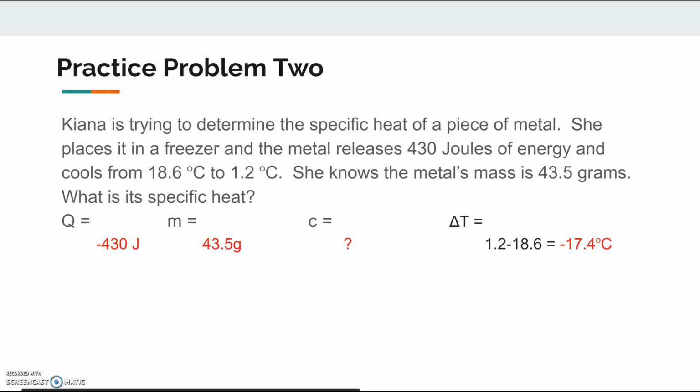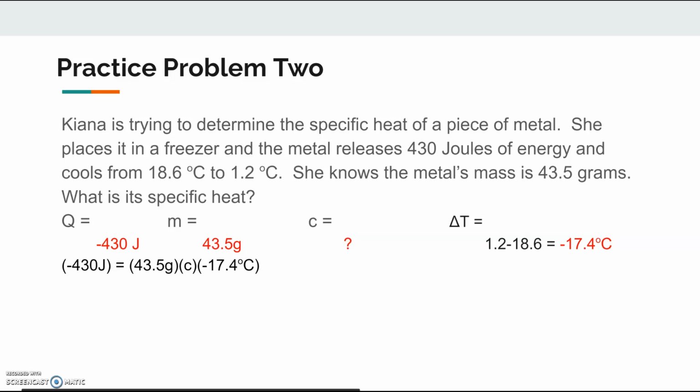And now we're going to read the problem again and try to align each corresponding quantity to its variable. Kiana is trying to determine the specific heat of a piece of metal. Therefore, we're going to have to solve for C, specific heat. So we put a question mark by the C. She places it in the freezer and the metal released 430 joules of energy. Q is going to be negative 430 joules. We're also given the temperature. The beginning temperature is 18.6 degrees Celsius, and the final temperature is 1.2 degrees Celsius, giving us an overall temperature change of negative 17.4 degrees Celsius. Finally, the metal's mass is 43.5 grams. We put that next to lowercase m.